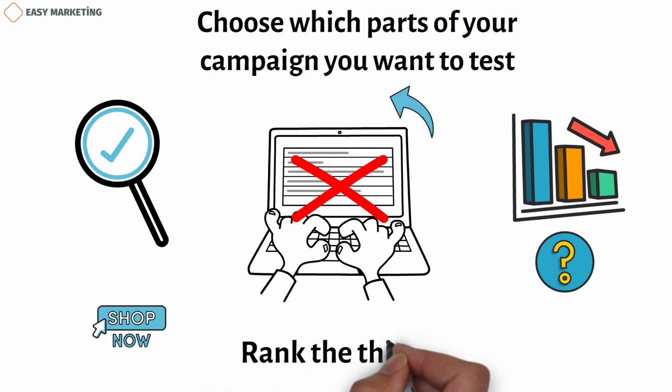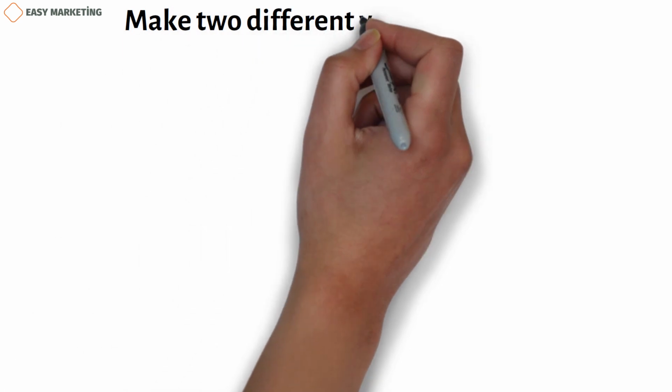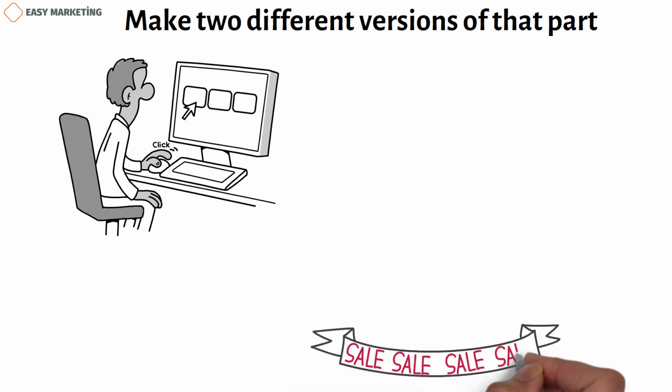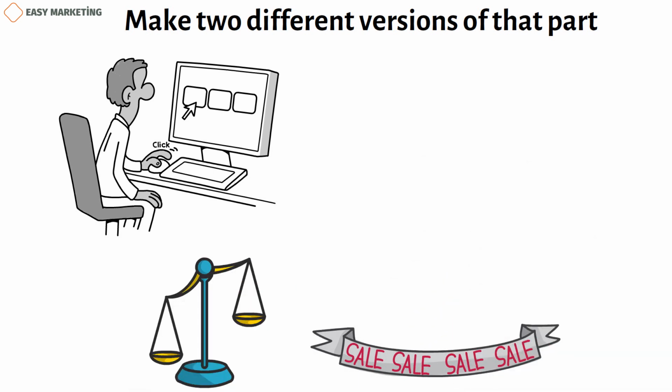Rank the things you want to test and start with the most important one. Make two different versions of that part. Once you know what you want to test, you can pick or make the two different versions. For example, you might make two versions of a banner ad, one with an image and one without. You can also compare a new version of an element to one that is already there.